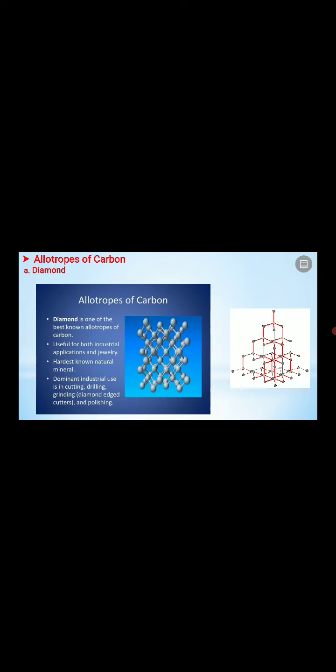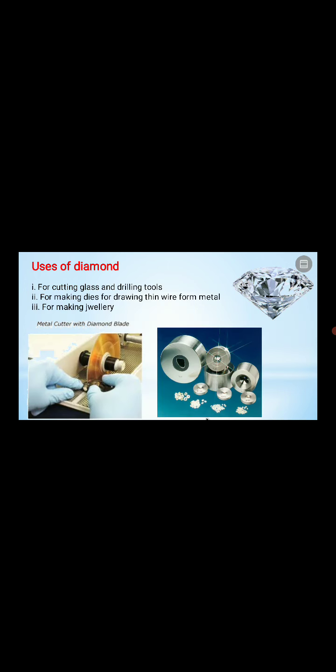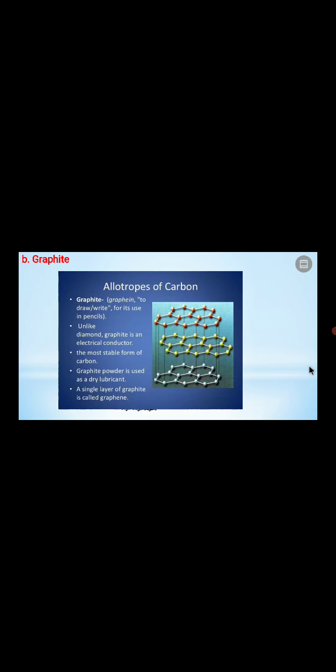Some uses of diamond. The first use: for cutting glass and in drilling tools, as we saw in the diagram. Second, for making dies for drawing thin wire from a metal, which is also seen in the PPT. Third, for making jewelry. The next point is graphite.